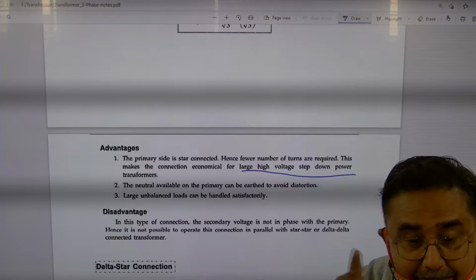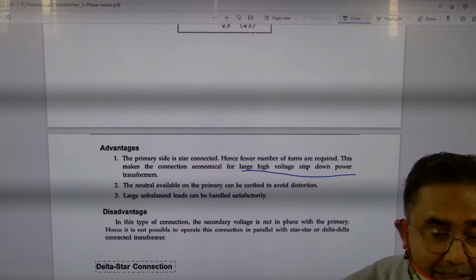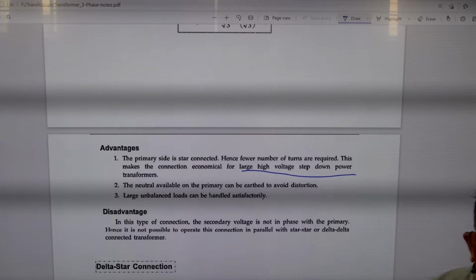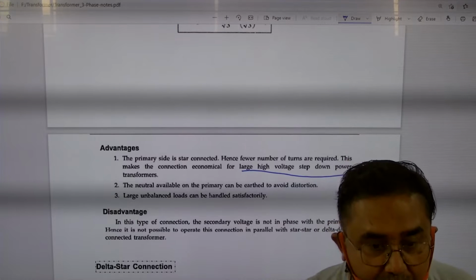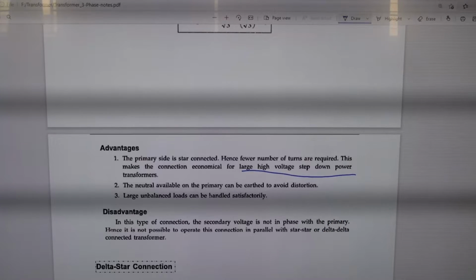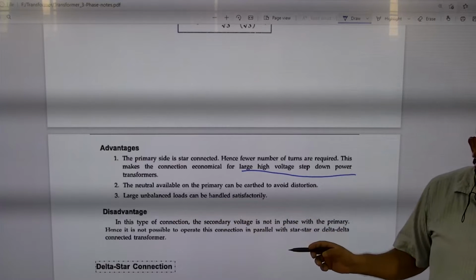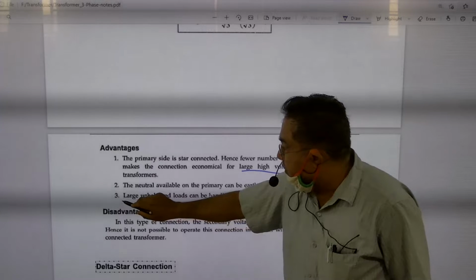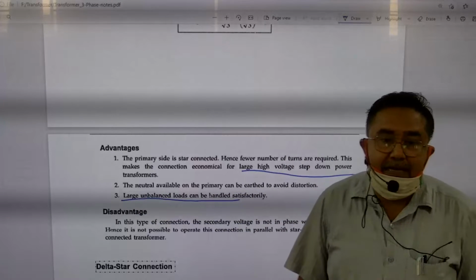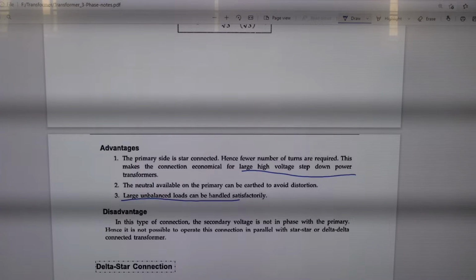If for example in delta, if the path is not provided, what will happen? They will distort the waveform. It can damage the winding also. And because the secondary is in delta, large unbalanced load can be handled satisfactorily. This is the advantage.